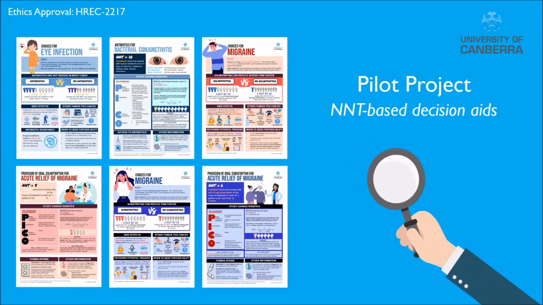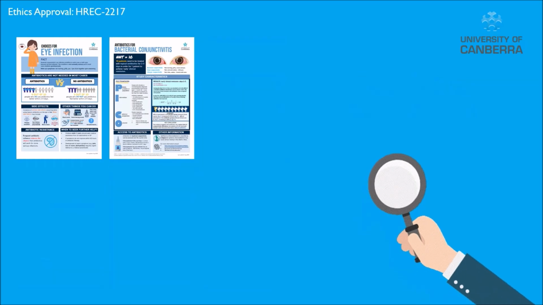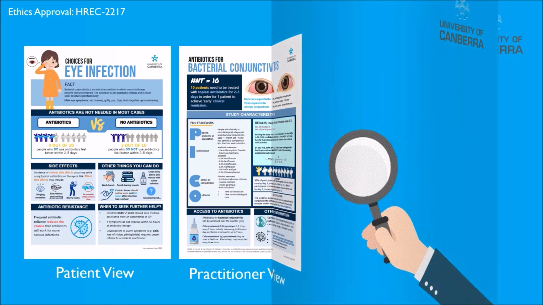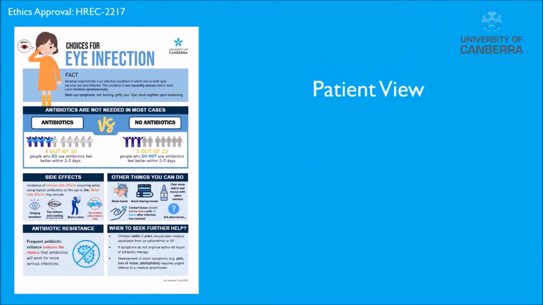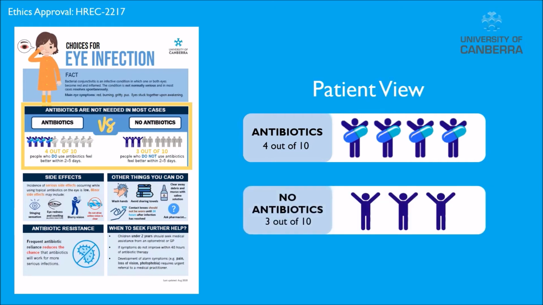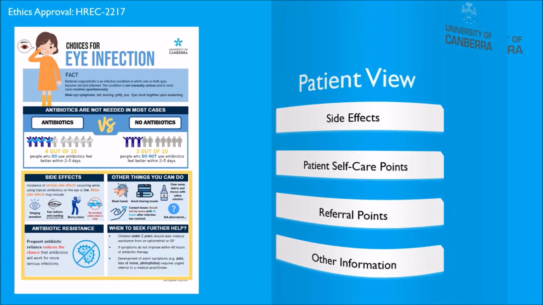In this pilot trial, we have developed a few NNT-based tools which depict data from systematic reviews in pictographs. Each aid has 2 interfaces, a practitioner and patient view. The patient view displays the NNT as a proportion. For example, in this case, 4 out of 10 people who use antibiotics for bacterial conjunctivitis felt better within 2 to 5 days, compared to 3 out of 10 people who did not use antibiotics. Other features include information on side effects, patient self-care, patient referral, and other practice points.